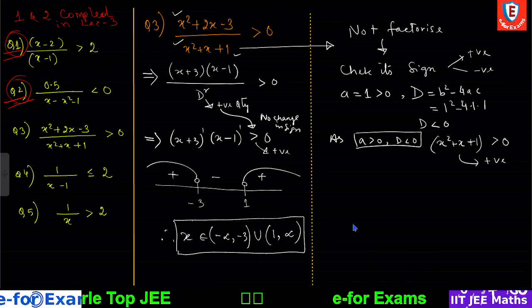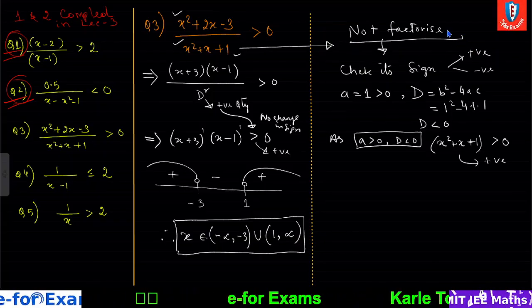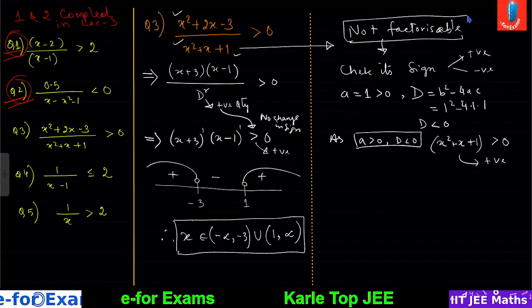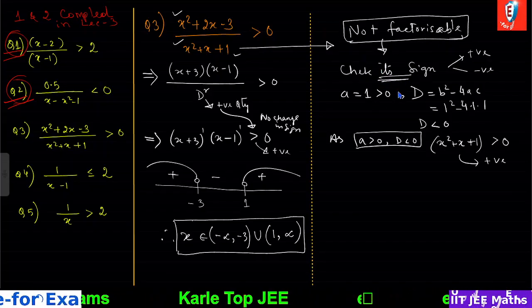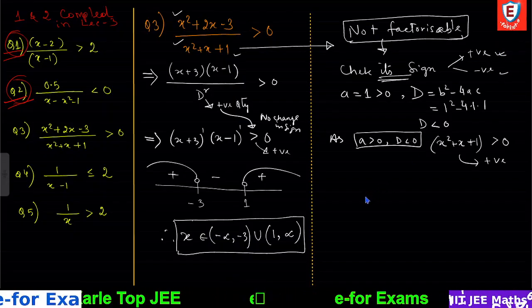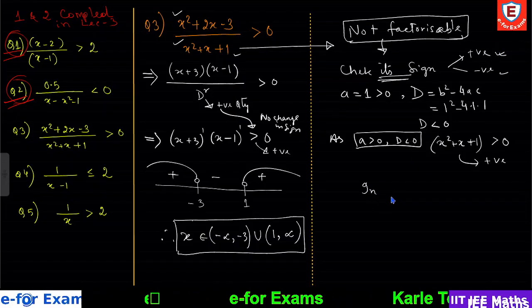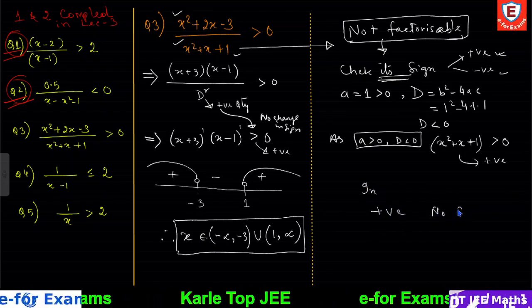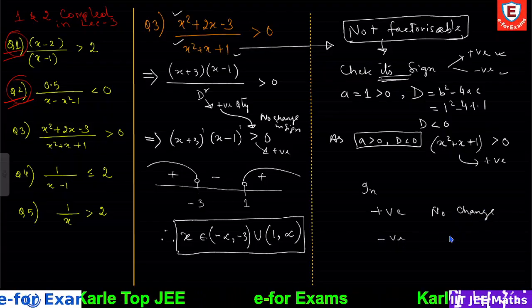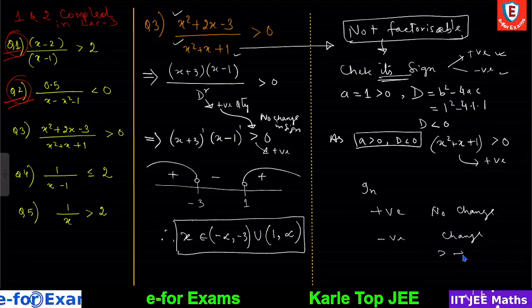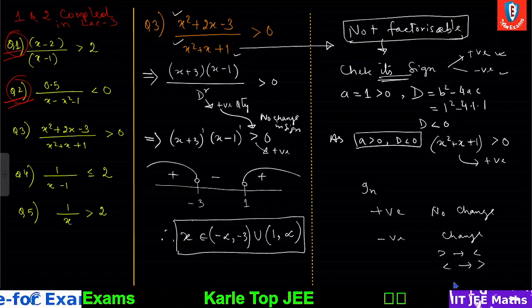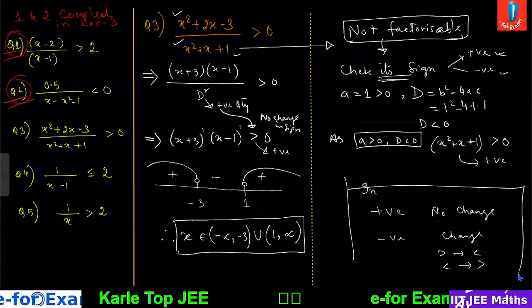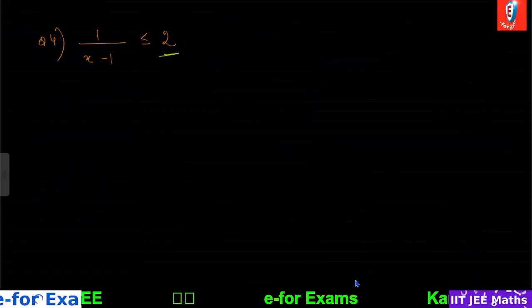Okay. This one, remember this, not factorizable. Then check the sign of the given function, if it is positive or negative. When we know the sign, we can cross multiply or multiply. If it is positive, no change in inequality signs. If it is negative, change the symbol. Greater than to less than, or less than to greater than. Okay, this is important. Next question.